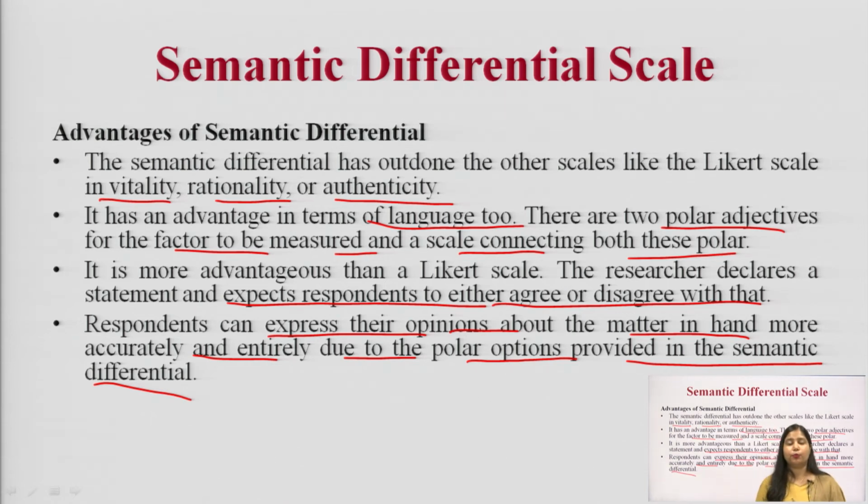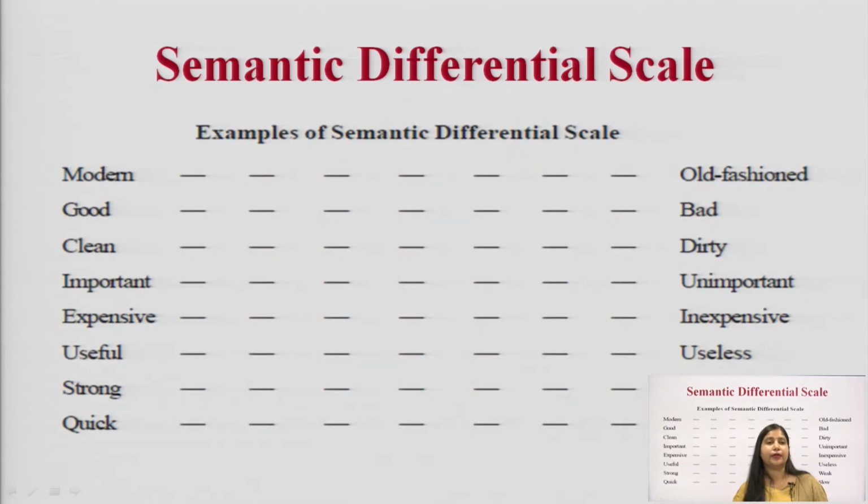Because there is a polar option, the customer or the respondent may respond more honestly or in a better way. Here is an example of a semantic differential scale. What is basically an example of the semantic differential scale? You get two poles. If you talk about the thinking of people, you give them an option from modern to old fashioned.